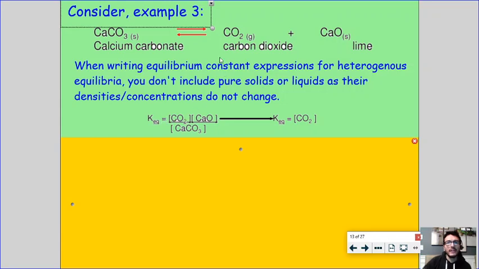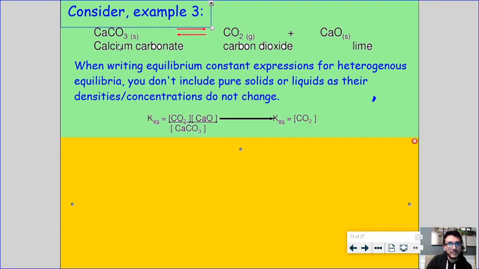Didn't he say KEQ is going to be equal to products over reactants? And look, they're all a 1-to-1 ratio here, so that should be pretty simple. You write concentrations of products, CO2 CaO over calcium carbonate, and we're done. Now, because our KEQ value is dependent on the concentrations specifically, if we can't talk about changing concentrations with solids or liquids, then we have to get rid of them.